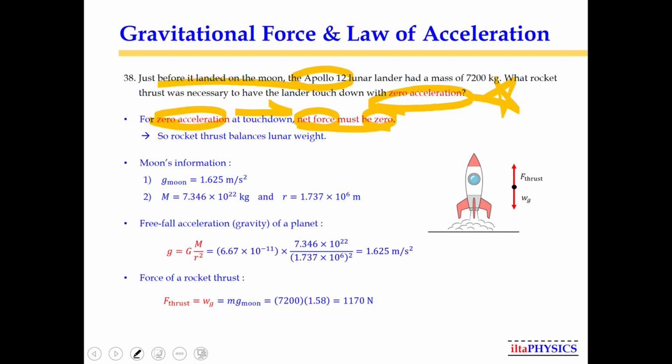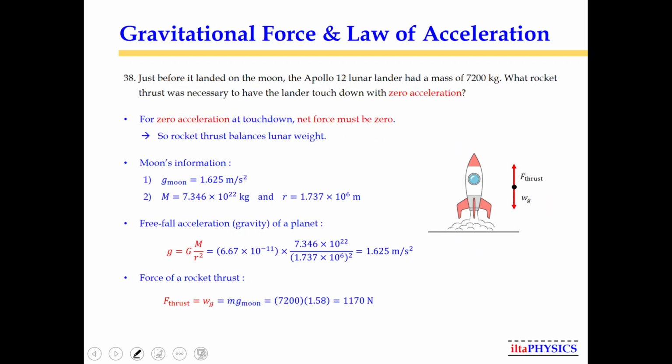If we draw this on a free body diagram, the Apollo 12 spacecraft that is landing experiences a downward gravitational force pulled by the moon and an upward thrust produced by the rocket. The case where the net force becomes 0 is when these two forces are equal in magnitude and opposite in direction. In other words, the upward thrust and the downward gravitational force must be equal.